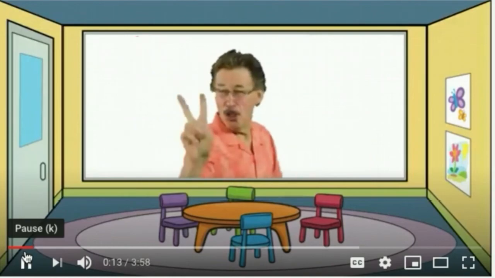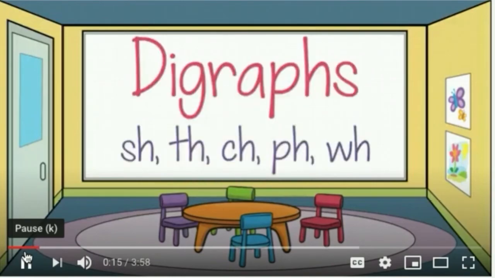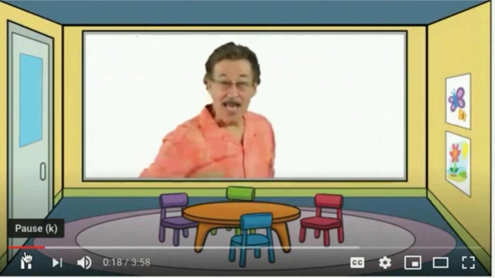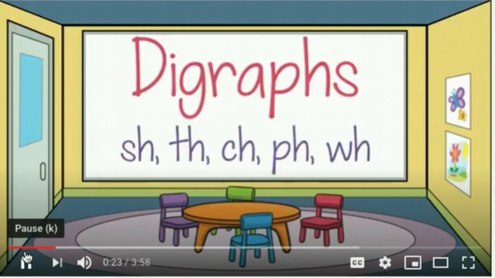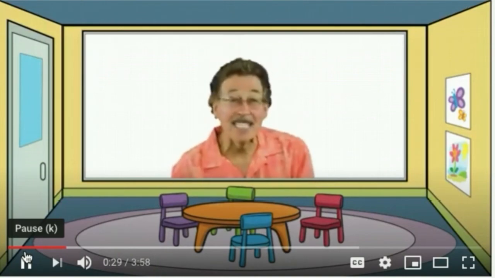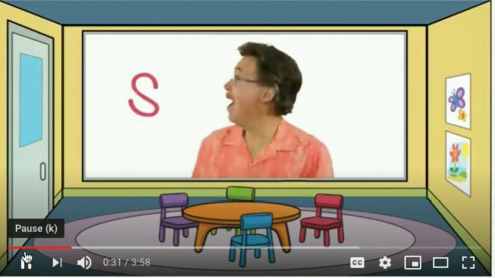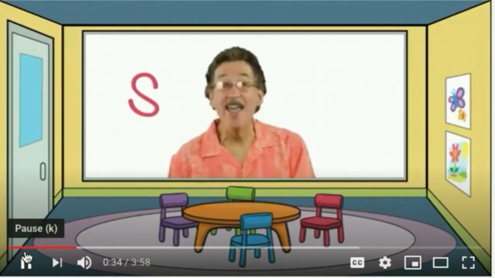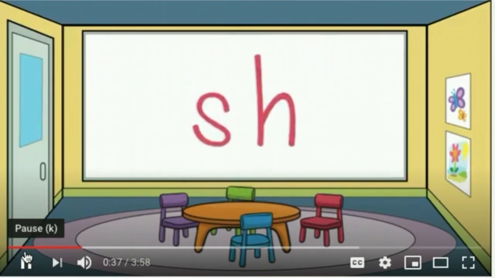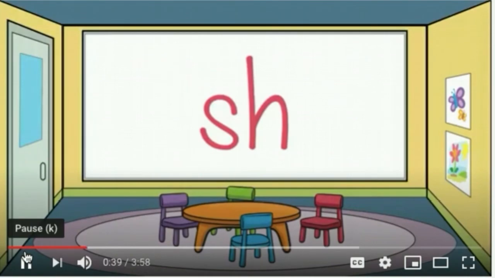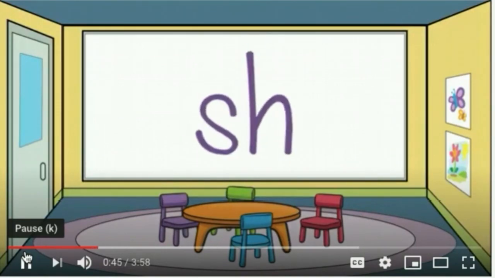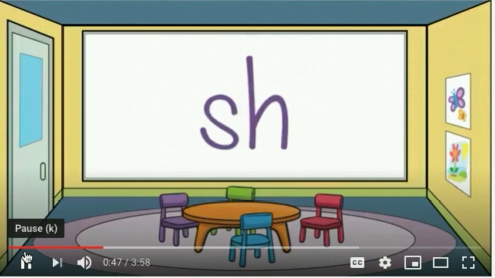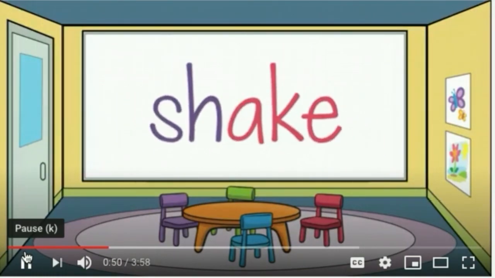Digraphs have two letters. Digraphs make one sound. Digraphs have two letters. Digraphs make one sound. Letter S, we say s. Letter H, we say h. Put the letters together and they make a new sound. Shh, shh, shh. You hear the sh sound in these words. Shake, shake, shake.